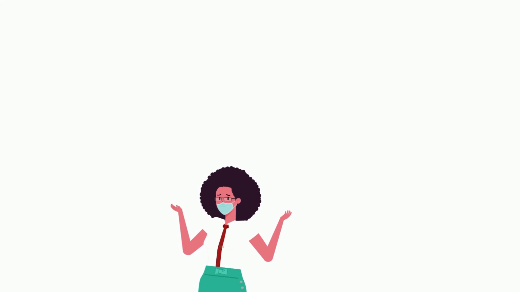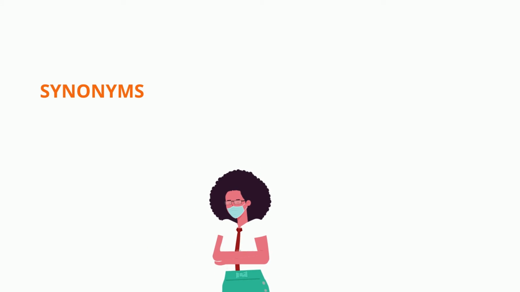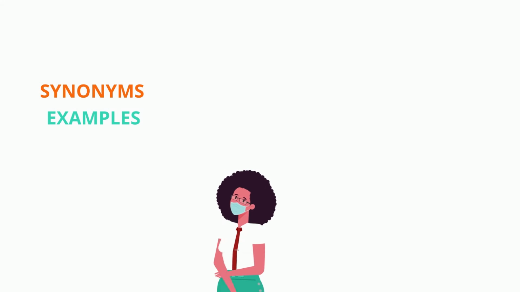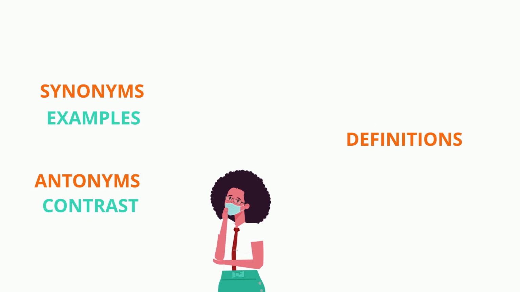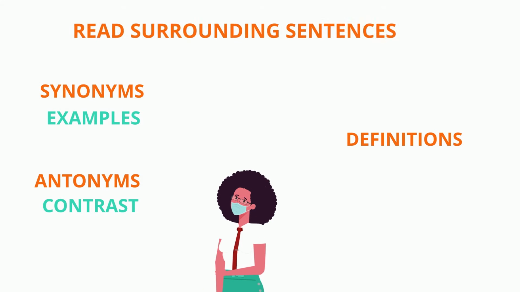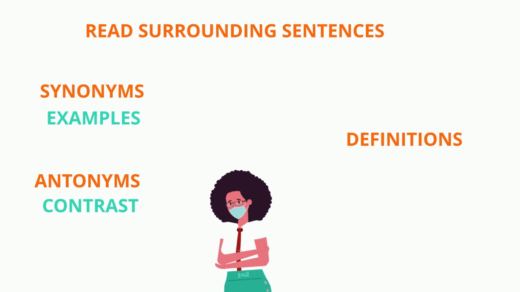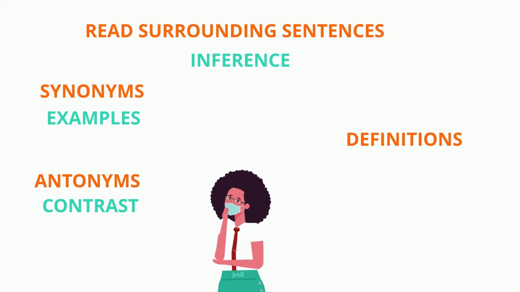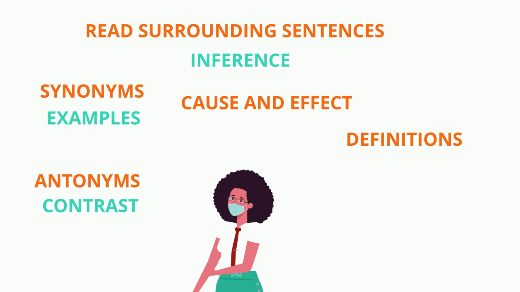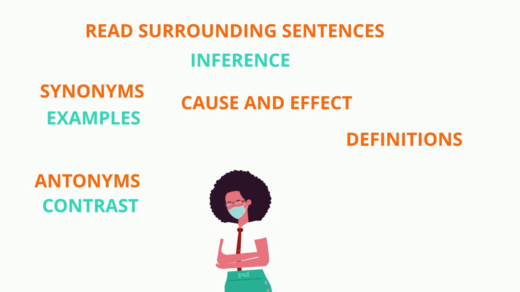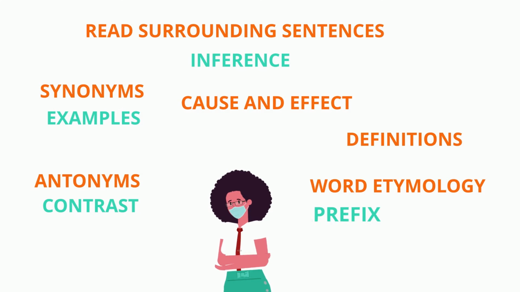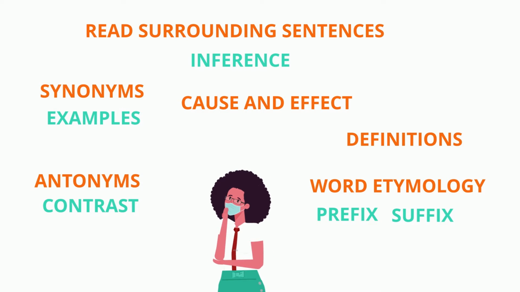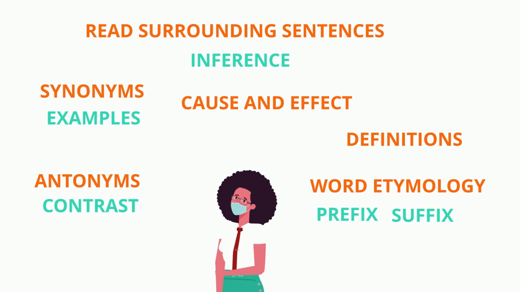What exactly are you looking for? Look for synonyms or examples, antonyms or contrasts, definitions. Read surrounding sentences or make an inference. Look for cause and effect, or look for word etymology or the meaning of prefix or suffix. And if all fails, use a dictionary.